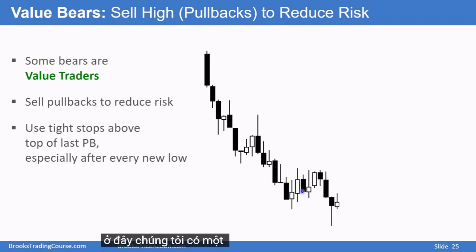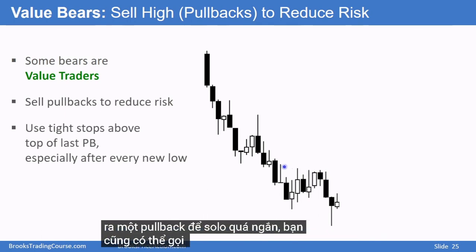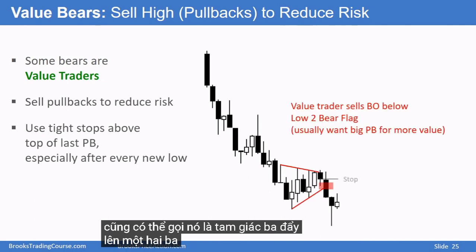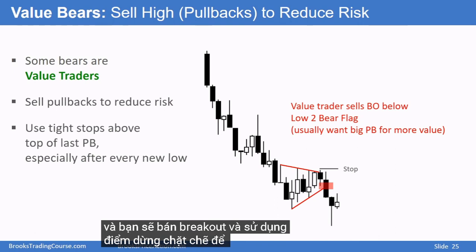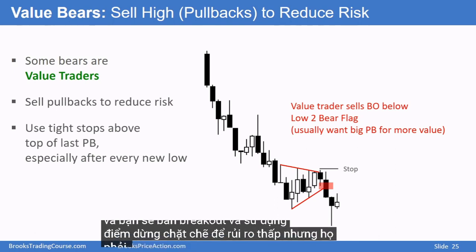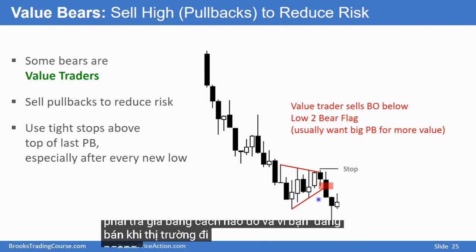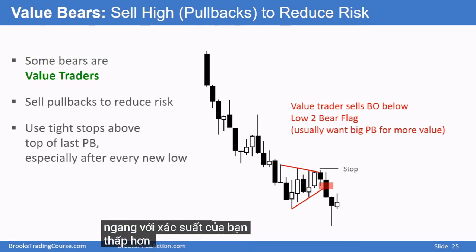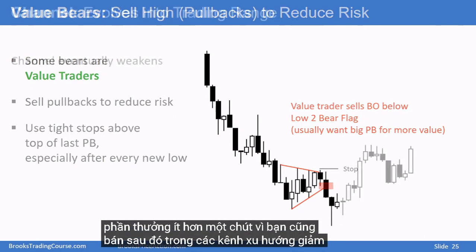Here we got a low 2 bear flag, 2 legs up, 1, pullback, 2. So low 2 short. You can also call it a triangle, 3 pushes up, 1, 2, 3. And you'll sell the breakout and use a tight stop. So low risk, but they've got to pay for it somehow. Because you're selling when the market is going sideways, your probability is a little bit less. And you're also going to have slightly less reward because you're also selling later in a trend.